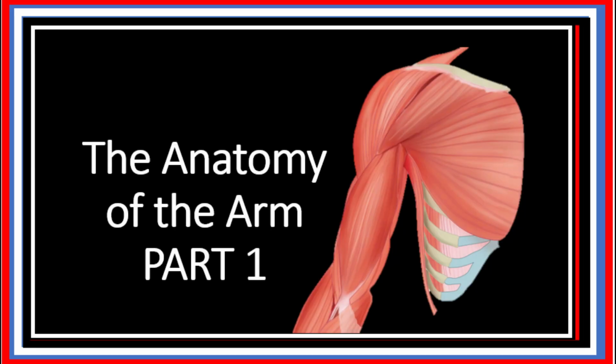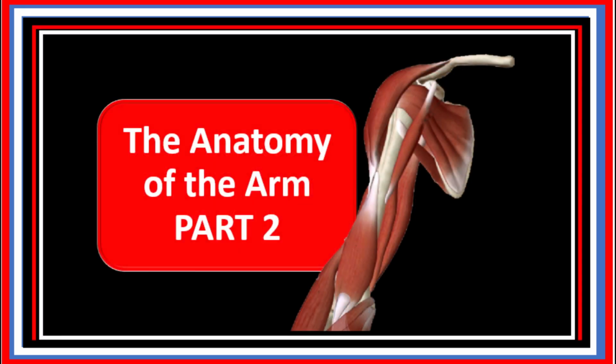So in our lecture today, we'll be looking at a series on gross anatomy of the arm. And in this part 1, we'll be discussing the muscles of the anterior compartment of the arm. In the second part of this lecture, we will consider the muscles of the posterior compartment, and also look at the associated clinical correlates in the arm. So let's go to class.